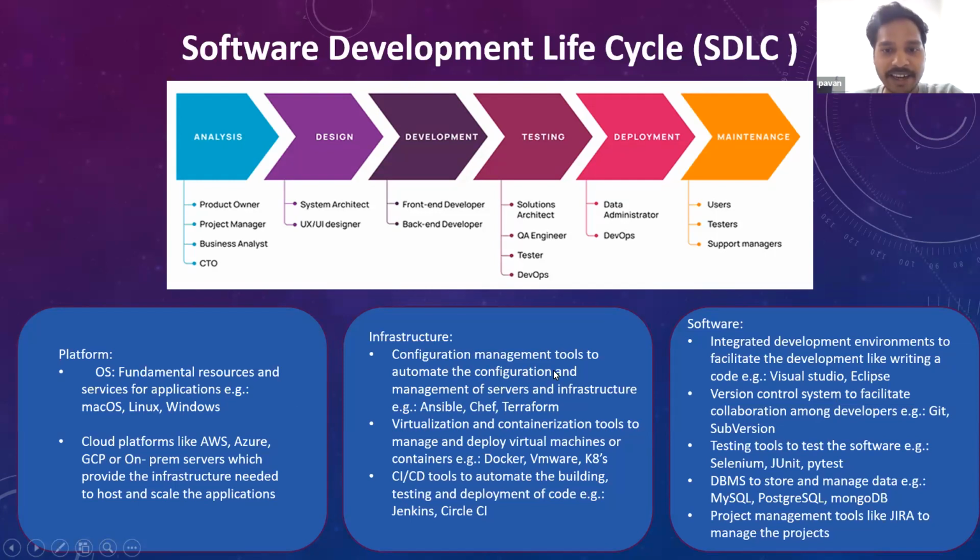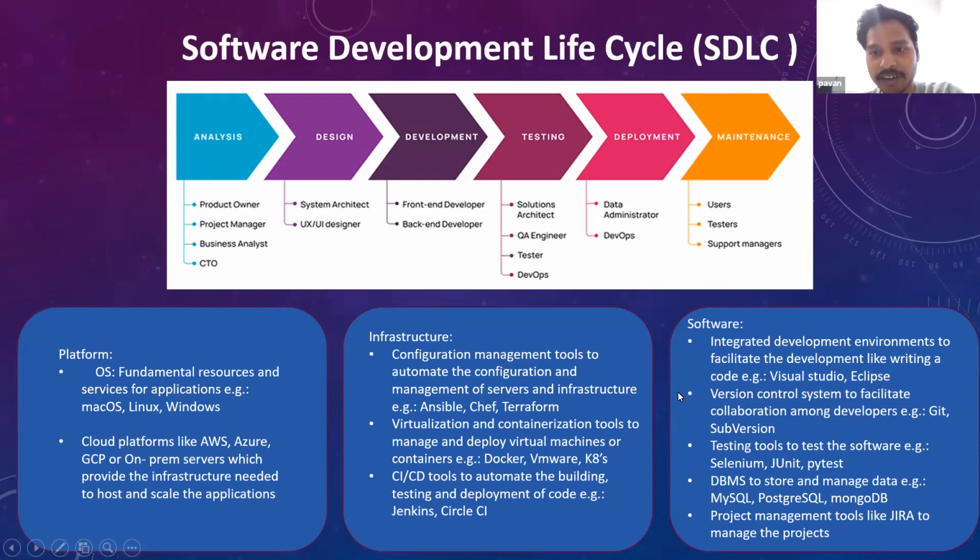One is configuration management tools to automate the configuration and management of servers and infrastructure, for example tools like Ansible, Chef, and Terraform, and virtualization and containerization tools to manage and deploy virtual machines or containers, for example Docker, VMware, and Kubernetes, and CI/CD tools to automate the building, testing, and deployment of the code, for example Jenkins and CircleCI.